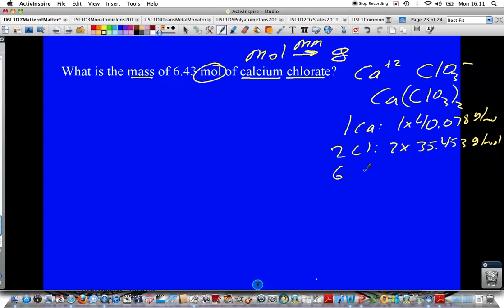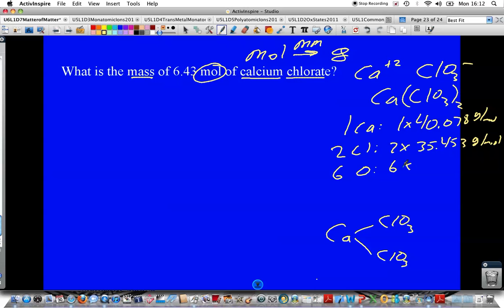And then we have 6 oxygens, and that 6 comes from the chlorate being in parentheses. So that 2 applies to the chlorate. There are 2 of those chlorates. We've got 2 chlorines and then 3 and 3 gives us 6 oxygens. The other way you can look at it is when you have parentheses around something, any subscript on the outside, you multiply on everything that's on the inside. So 2 times 1 gives me 2, and 2 times 3 gives me 6 oxygens.